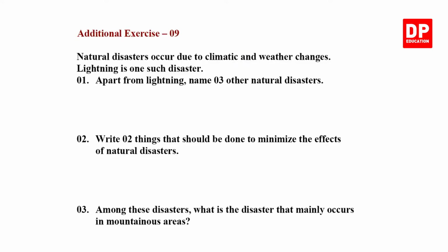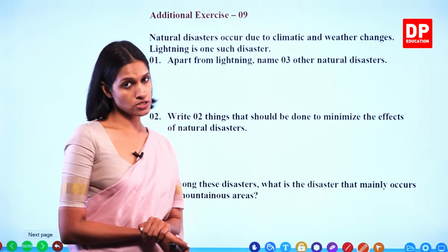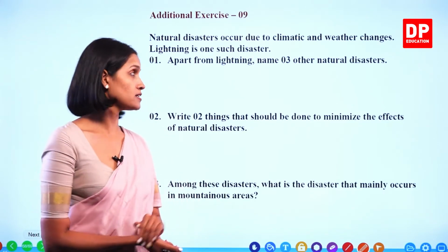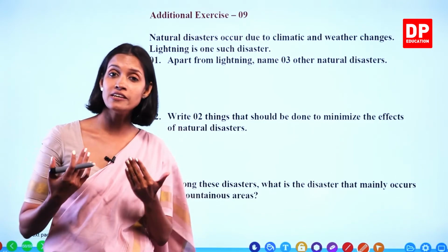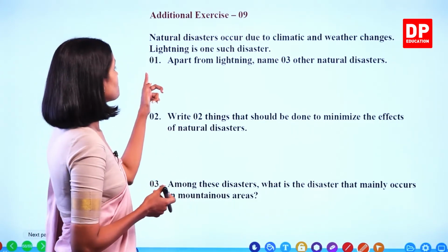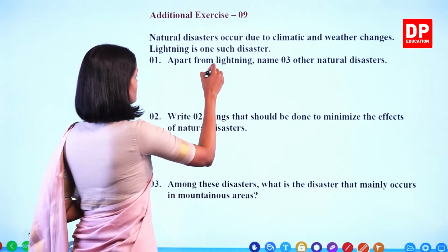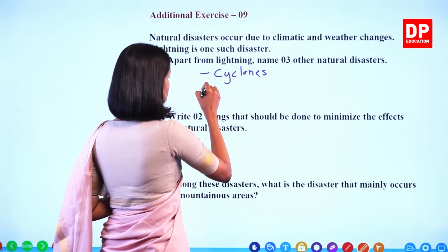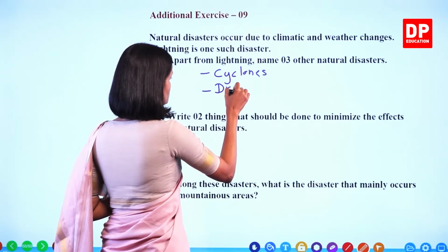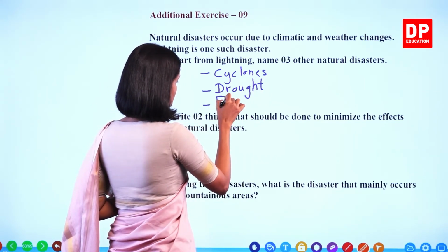Right, exercise number 9. Natural disasters occur due to climatic and weather changes. Lightning is one such disaster. Even though we did not discuss it in this lesson, you are going to learn about lightning also as a disaster in the other grades, okay? Apart from lightning, name 3 other natural disasters. We learn now. Cyclones, drought, floods.